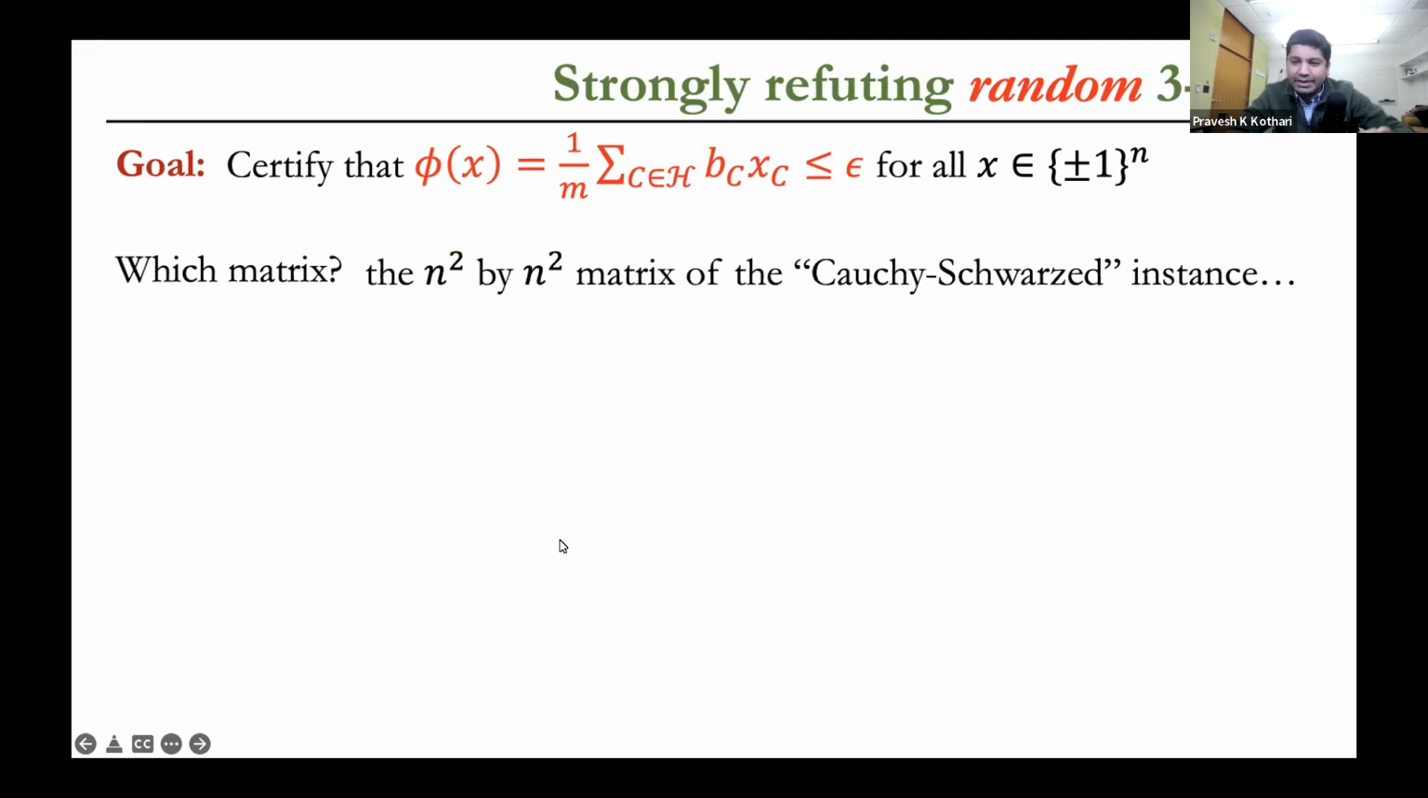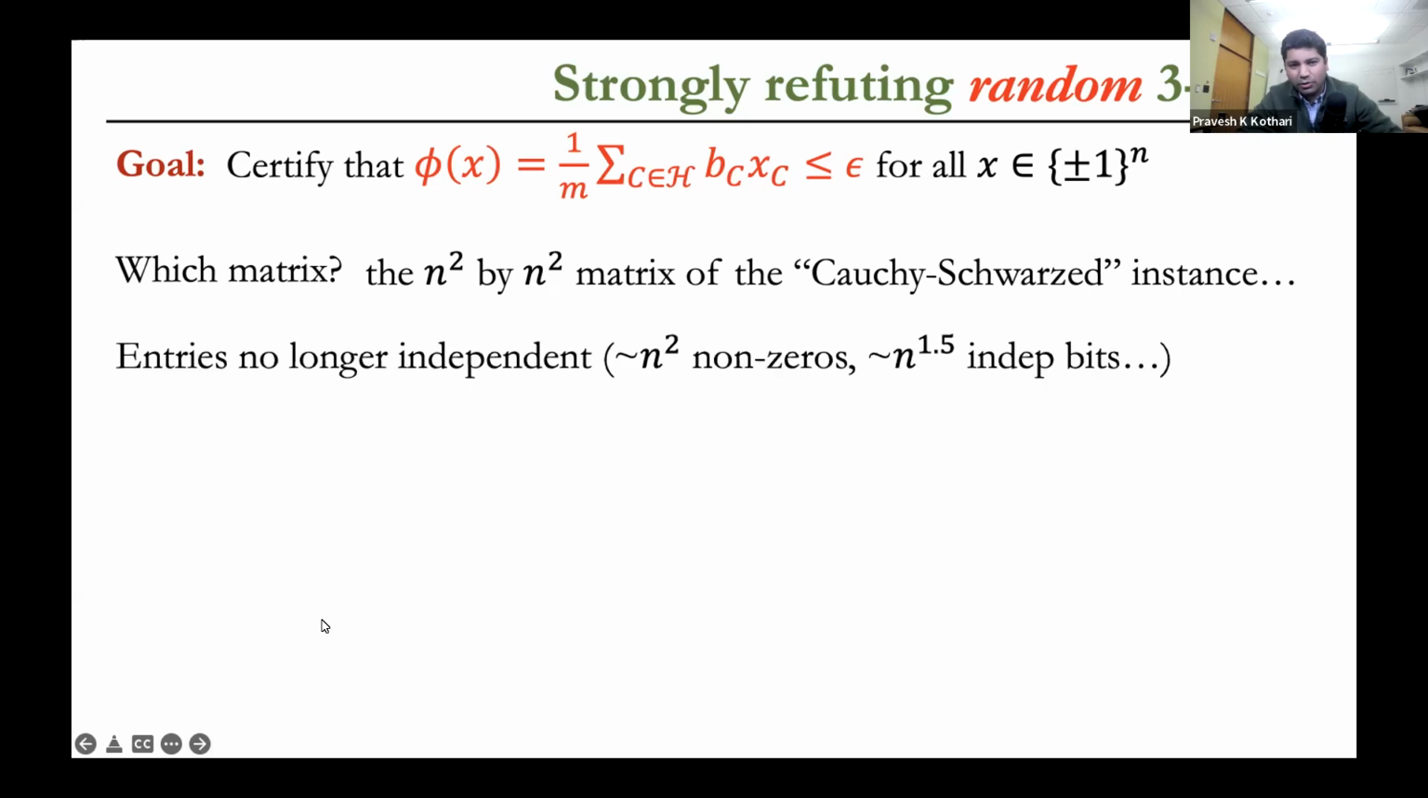Turns out that you can write a different matrix. It's slightly more complicated, so I won't write it down. But it's an n square by n square matrix. Okay, it's a square matrix, and it kind of corresponds to writing down the matrix for a different polynomial. So you start with phi x, but you construct a degree 4 polynomial from this cubic by doing one step of Cauchy-Schwarz. If those words mean something to you, that's fine. If not, ignore. But there is a certain matrix you can write down.